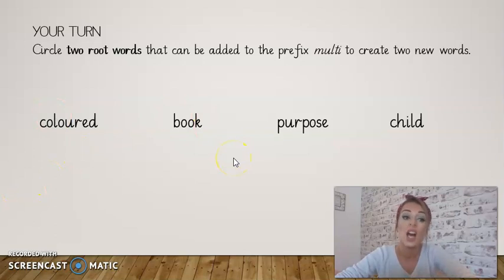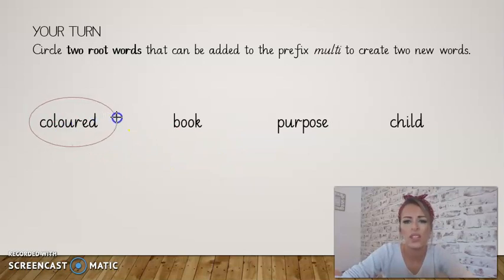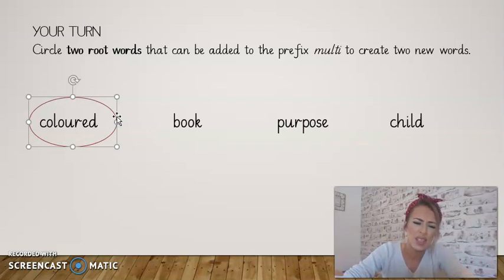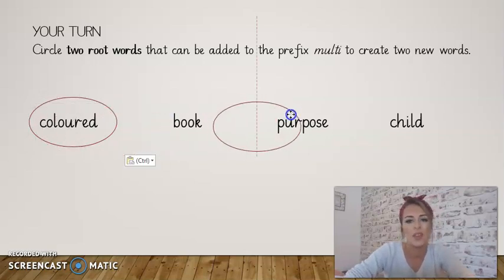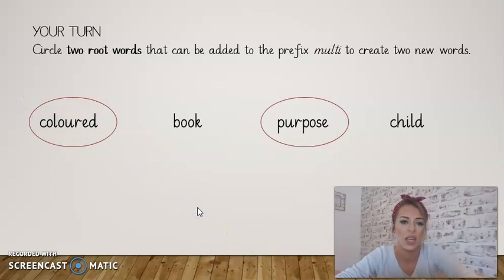So multicoloured, does that make sense? Pretty sure that makes sense. So I got the first one very quickly. Well done if you got that one. Give yourself a big tick. Multi-book. Does that make sense? Multi-book? Don't think so. Multi-purpose? Yes. So something is multi-purpose. It means it's got lots of uses. And the last one is multi-child. No, that doesn't make sense, does it? So if you've got those 2, give yourself a big tick. We're going to do 1 or 2 more.